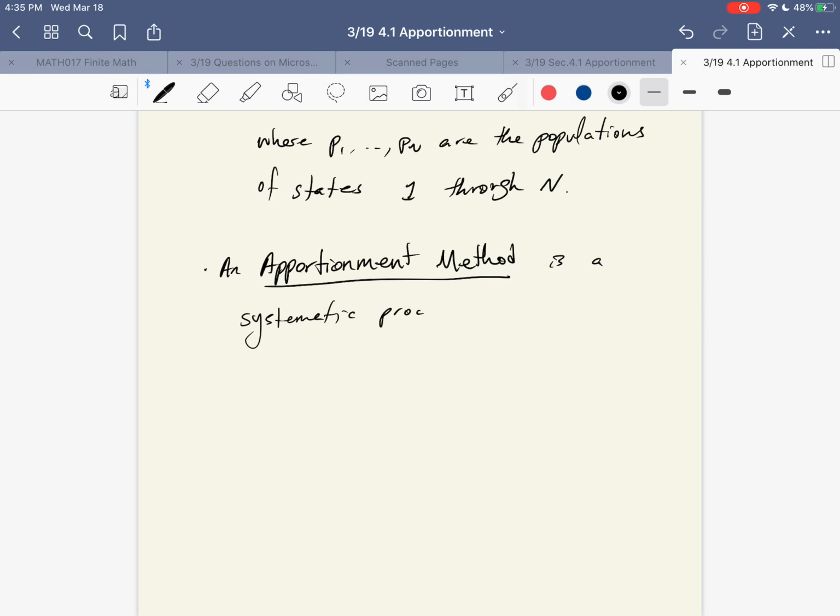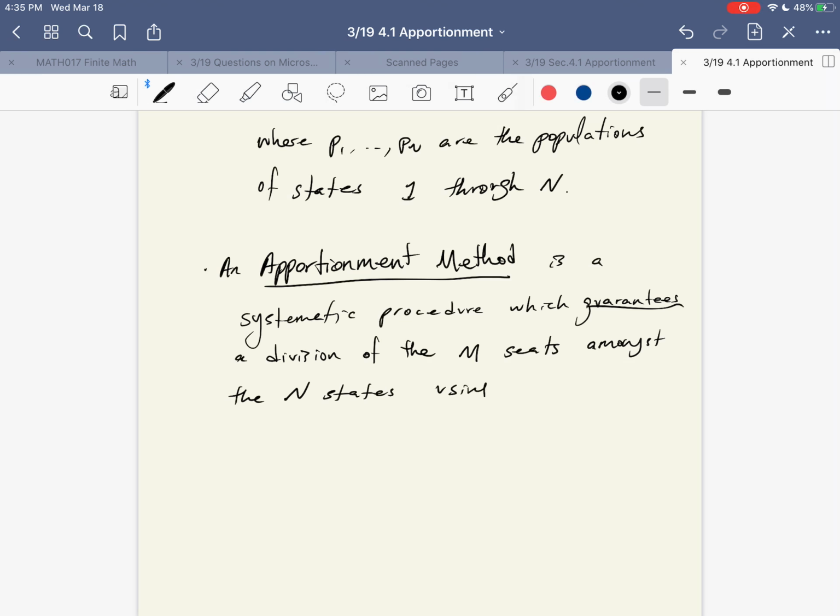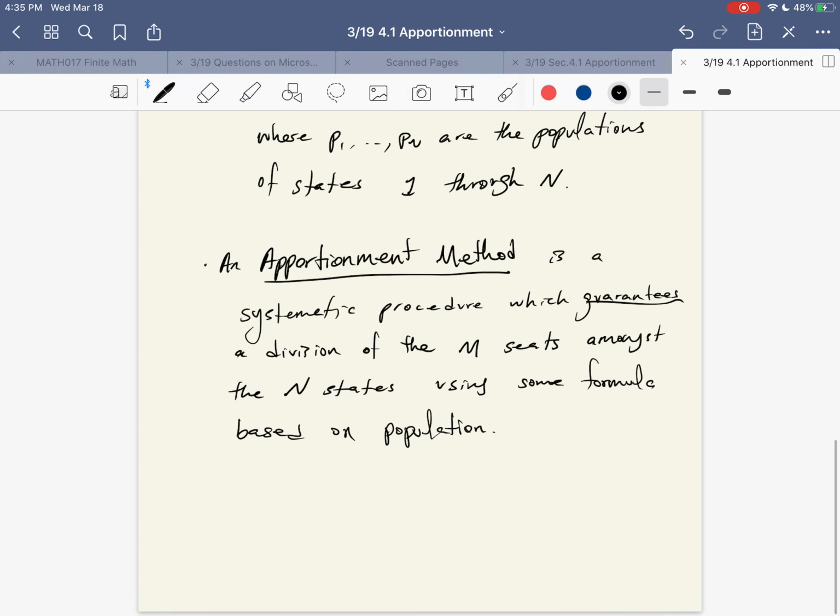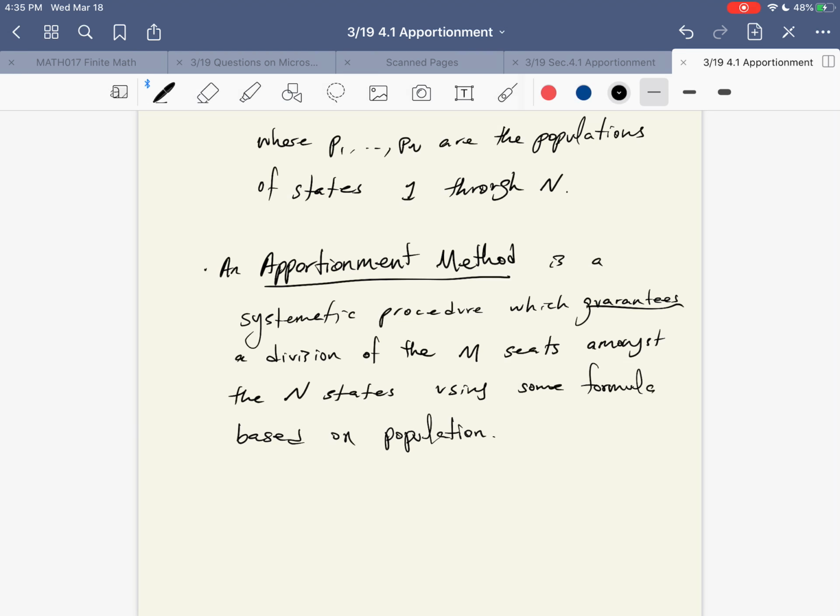So a systematic procedure which guarantees a division of the m seats amongst the n states using some formula based on population. Good. So that guarantee is very important.